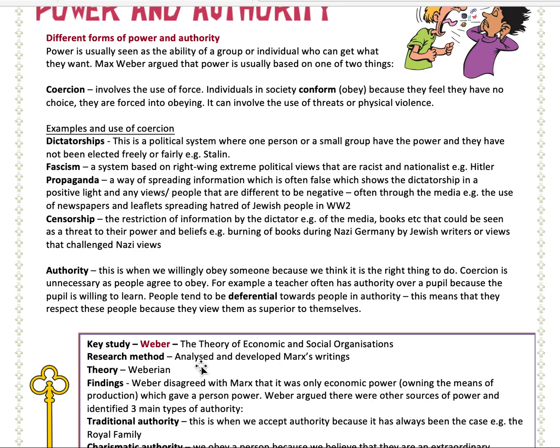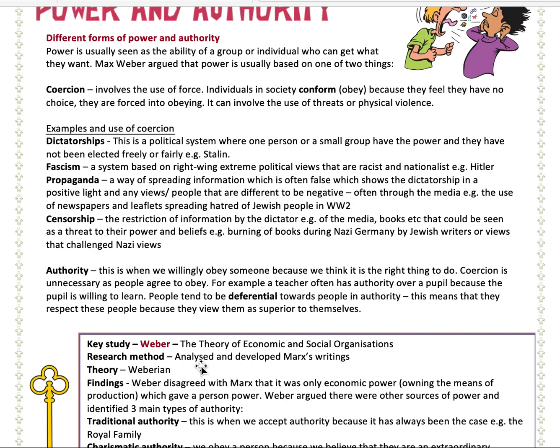Power and authority. Last little bit. So in our society we've got different forms of power. So there are two types of power. There's coercion and authority. So coercion is a type of power that uses force. You're making somebody obey. You're making somebody follow the rules, and it can involve the use of threats or violence.